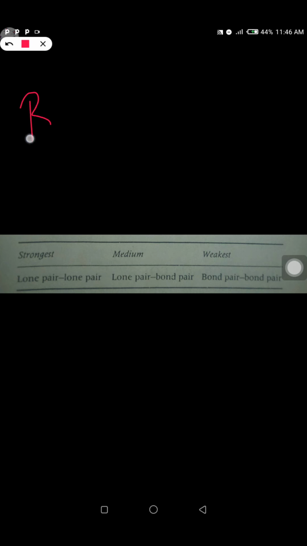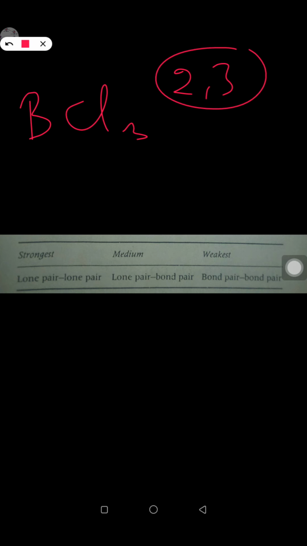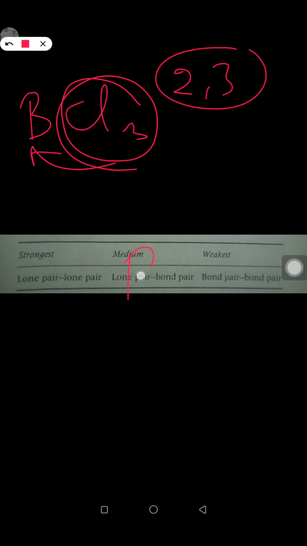Boron trichloride. Now let's just draw it. Boron is 2,3, remember? That means there are just 3 electrons in the outermost shell, and interestingly, all the 3 electrons have been taken by chlorine. So it's going to look more like this. Boron will stay in the middle. Now the 3 bond pairs will repel each other equally. The repulsion sent by the bond pairs will be equal because there are 3 bond pairs. This is the first one, this is the second one, this is the third one. So they will repel each other equally.